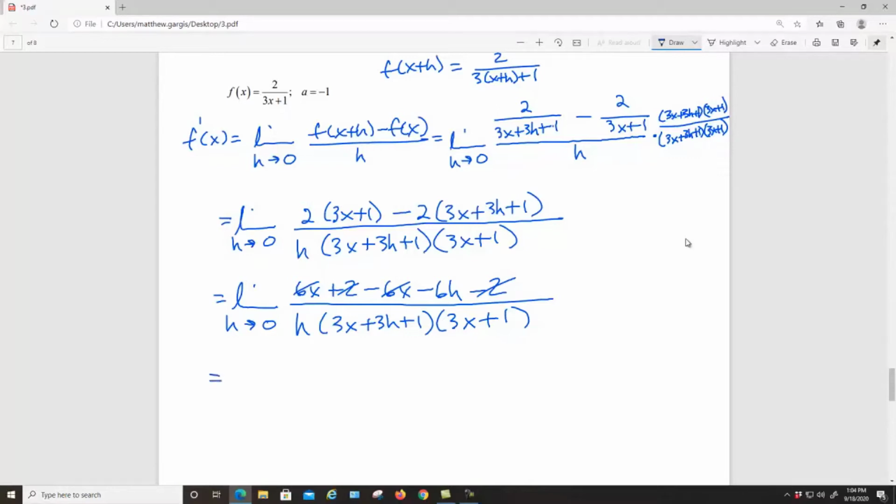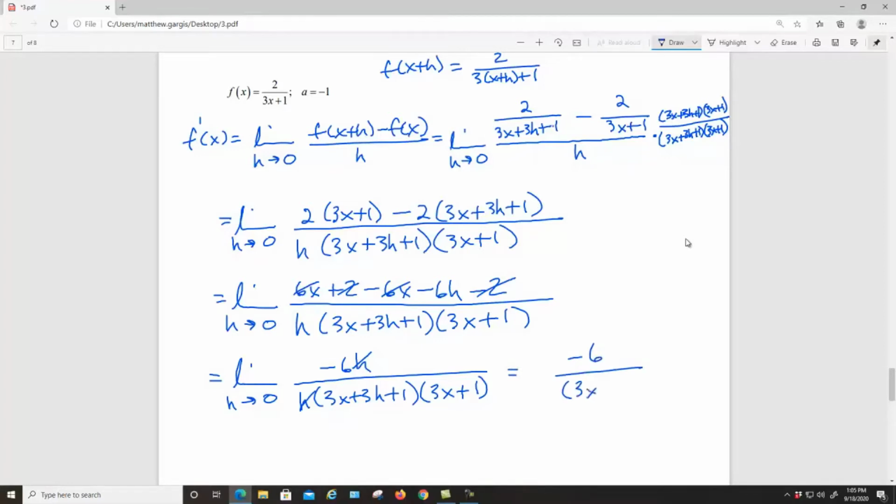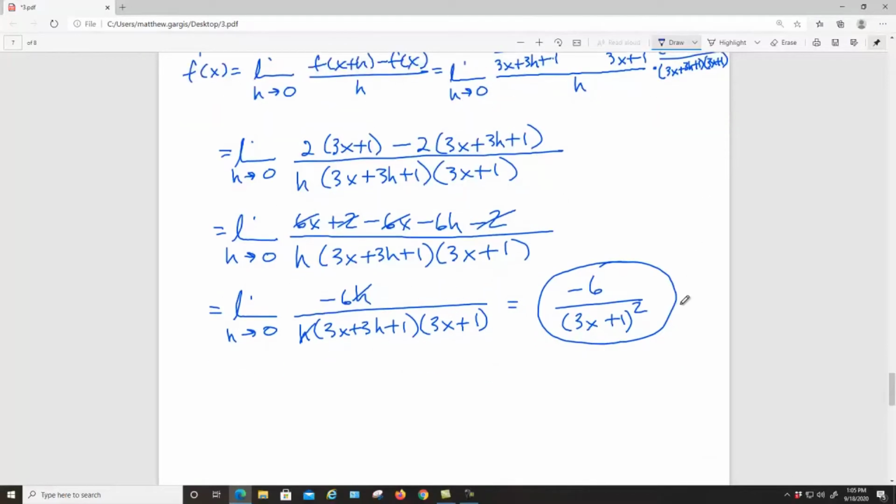So what I end up with here then is the limit as h approaches 0 of negative 6h over h times 3x plus 3h plus 1 times 3x plus 1. The h is canceled, so I just have that, and I can plug in 0 in the place of h. And then I get 3x plus 1 times 3x plus 1. So let's write the derivative as negative 6 over 3x plus 1 squared. That would be f prime of x. Okay.